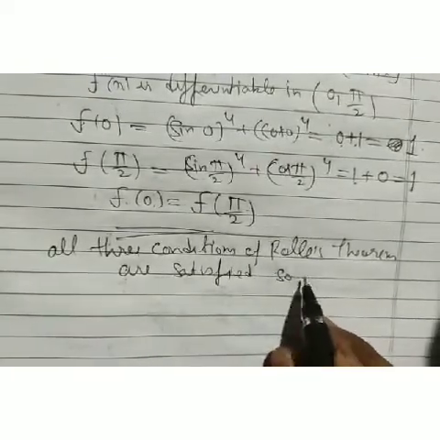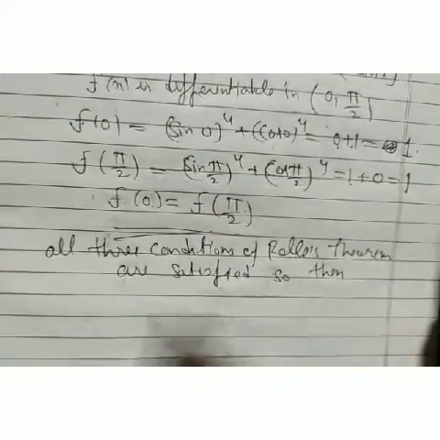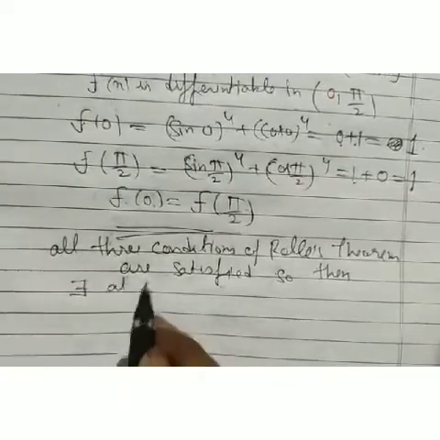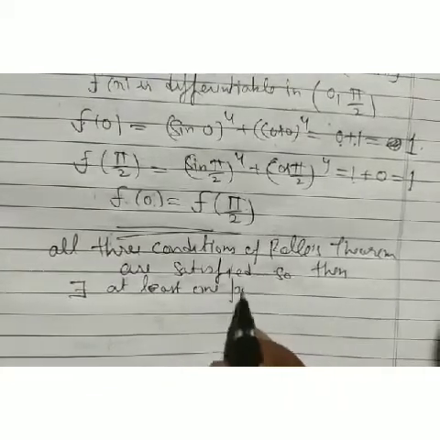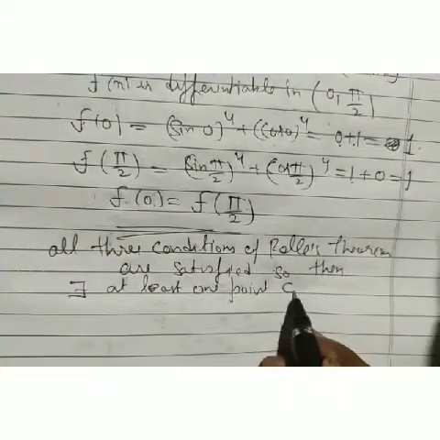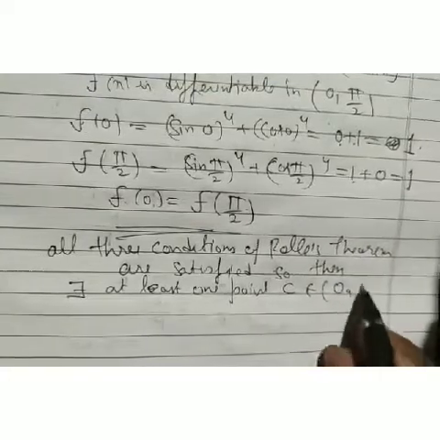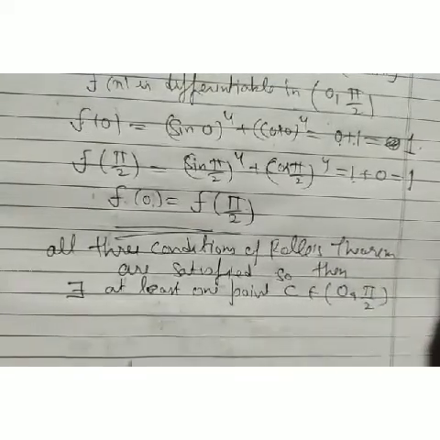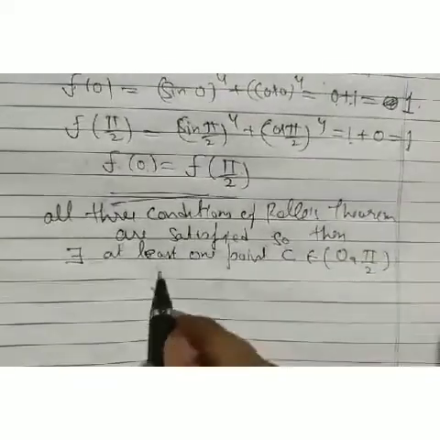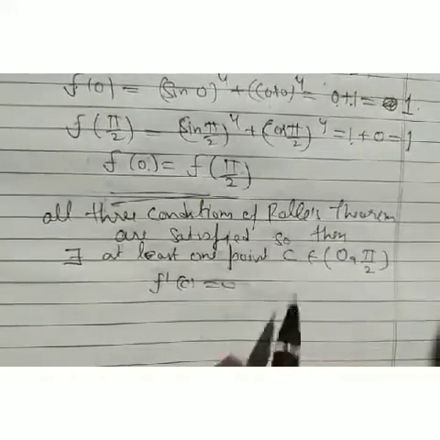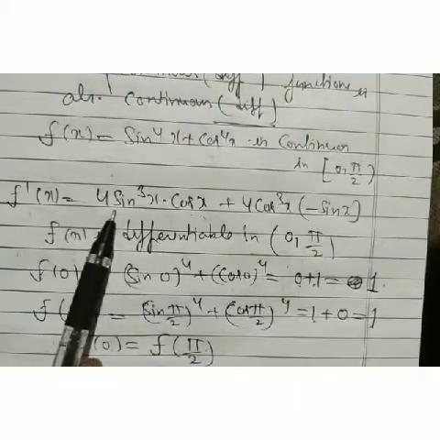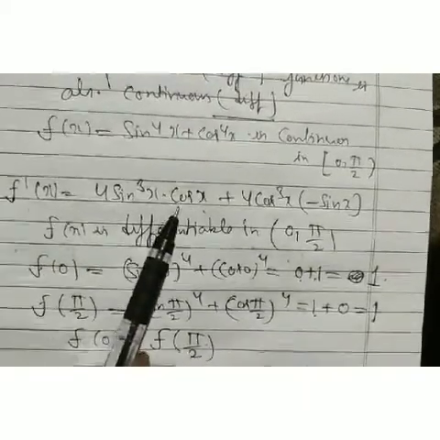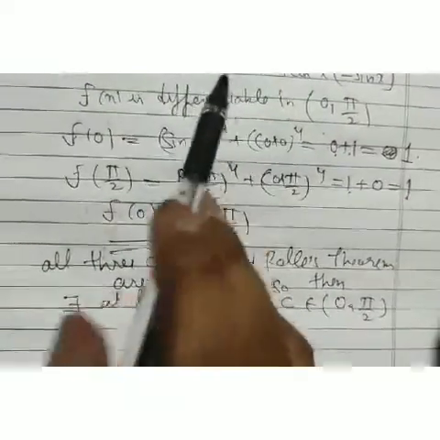So what do you have? Then there exists at least one point c belonging to (0, pi/2) for which f'(c) = 0. What is our f'(c)? It's 4 cos^3 x sin x plus the other term. Then we have to solve it.